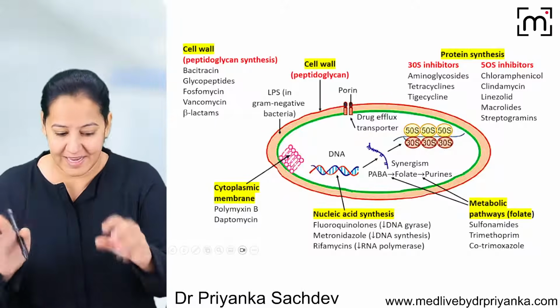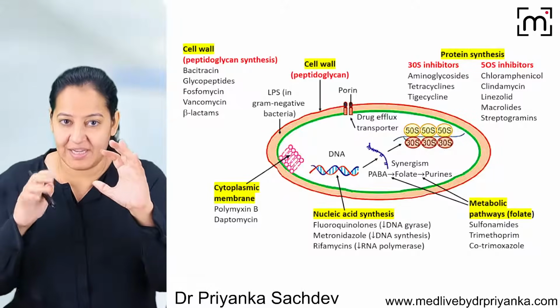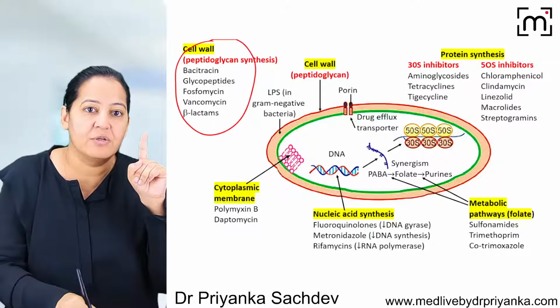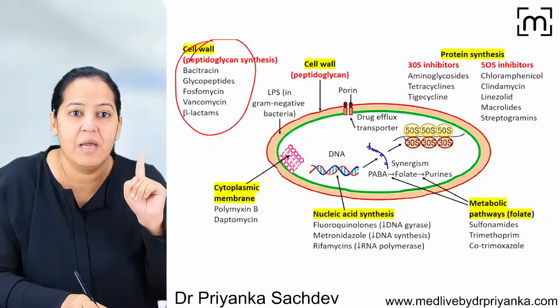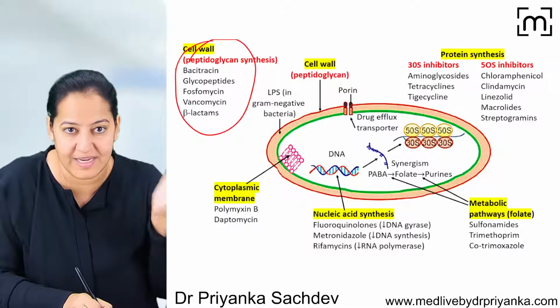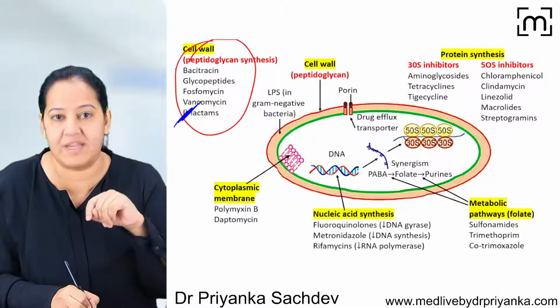Got it? So this is the same diagram which I have explained to you. You can see the bacteria. You can see these are all the drugs which inhibit cell wall synthesis. One of them is beta-lactam. Beta-lactam antibiotics I will teach you in the next session.